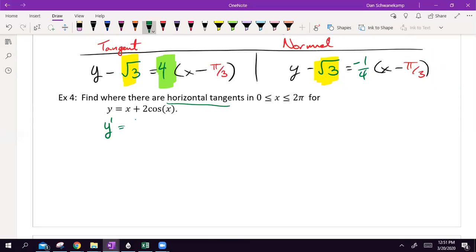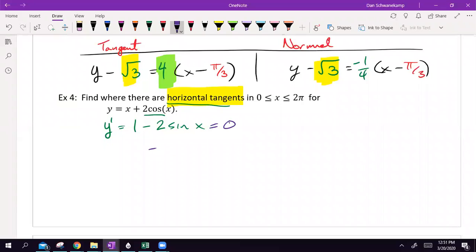So if I take the derivative of x, that would get me 1 plus 2 cosine x. Tell me in the chat, what do you think the derivative of 2 cosine x is going to be? Yep. 2 cosine x becomes -2 sine x. 1 minus 2 sine x. That's my derivative. I want to know when there's going to be a horizontal tangent. So as a lot of you just stated, that means I want to know when this thing is equal to 0.